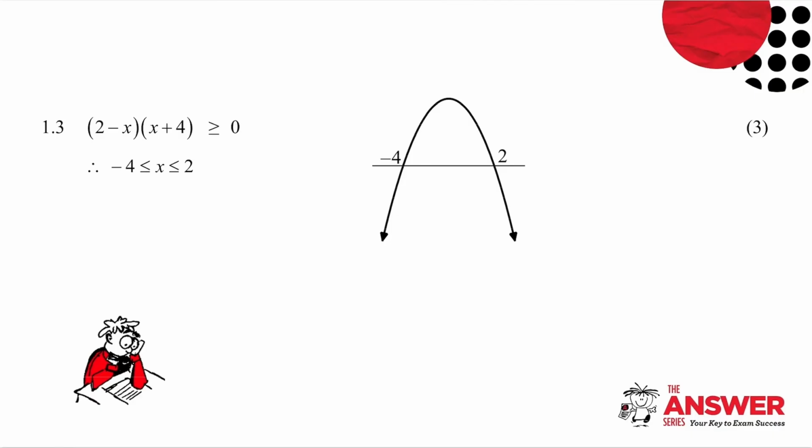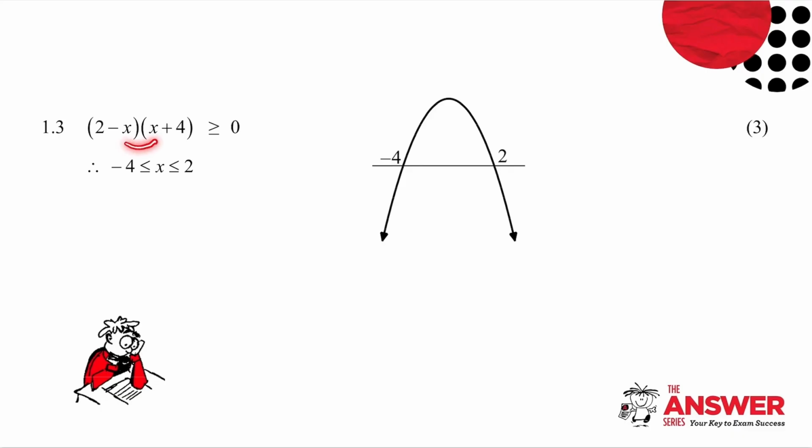Question 1.3 is an inequality. They've given it to you in factorized form with a 0 on the right-hand side. So don't multiply this out. You can use the brackets as they are, but just be very, very careful.